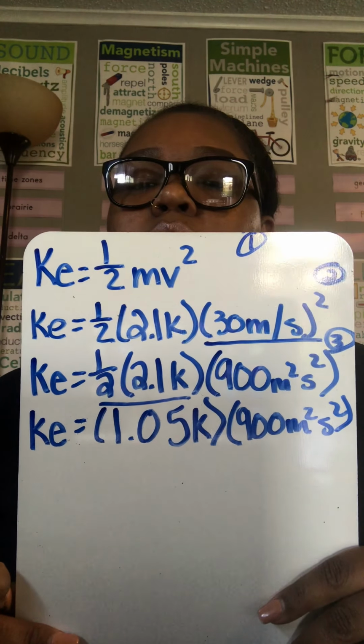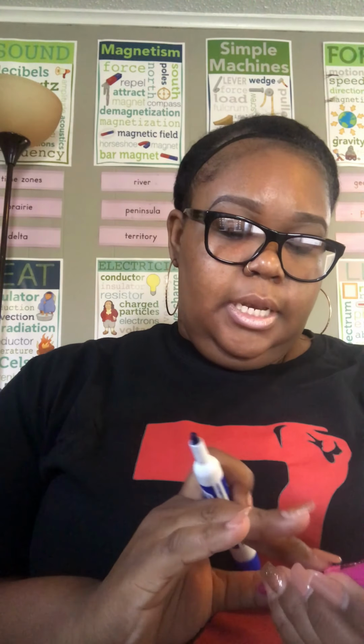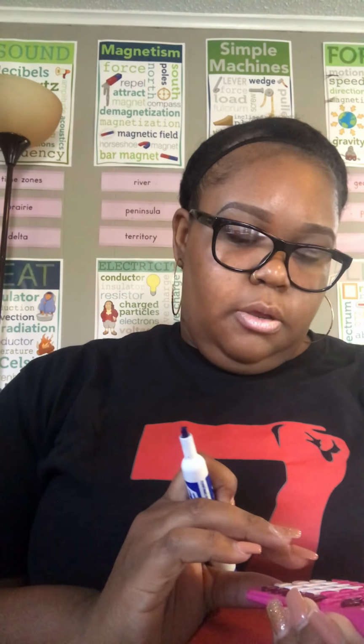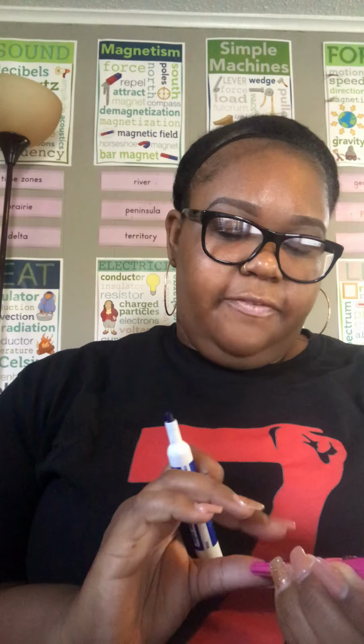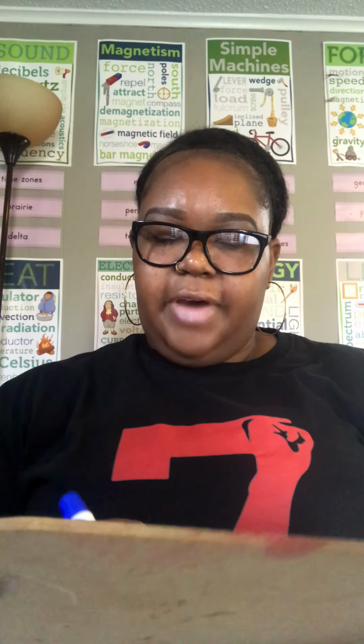Our next step, that was step number 4. So step number 5, we are going to multiply our mass and our speed. So we have 900 for our speed times 1.05 for our mass. And that gives us a total of 945. That's step number 5.